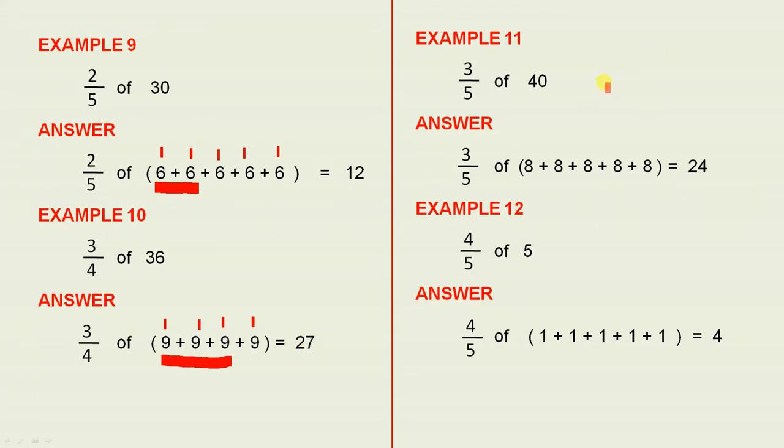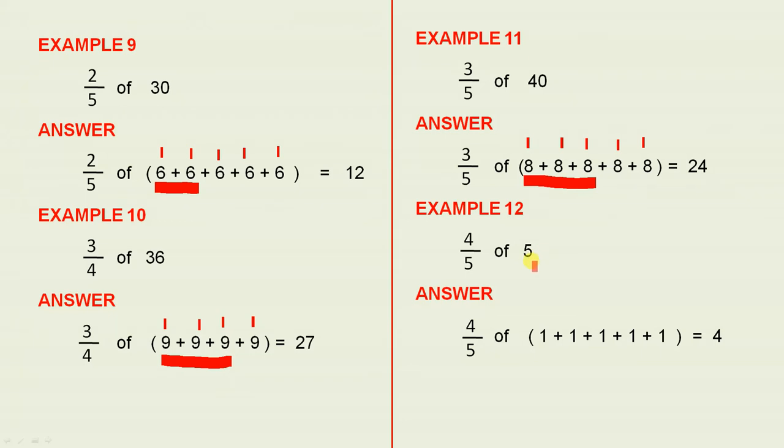Example 11, 3/5 of 40. If we divide 40 into five groups, we get 1, 2, 3, 4, 5 groups. We are only interested in three of them, which are those groups there. 8, 16, 24. So 3/5 of 40 equals 24.